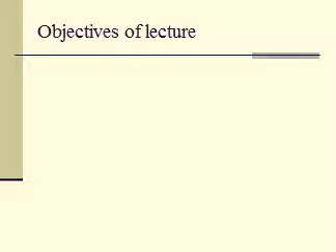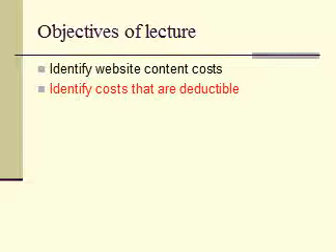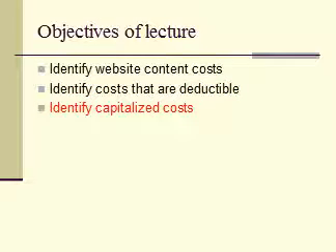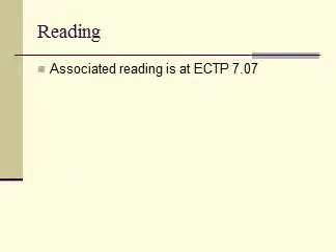The objectives of this lecture are to understand how to identify website content costs, including how to differentiate website content from website software costs. Identify those website content costs that are currently deductible. Identify those website content costs that must be capitalized. And understand the methods for amortizing capitalized costs. The reading in the text that is associated with this lecture is at 7.07.